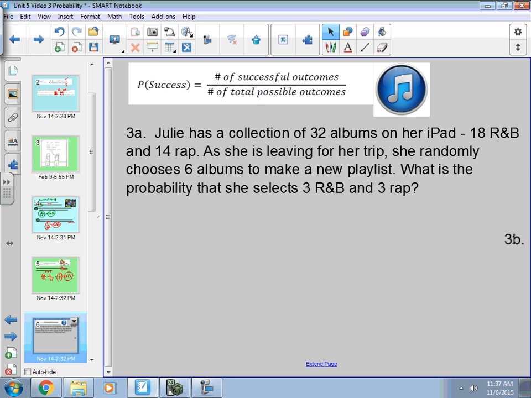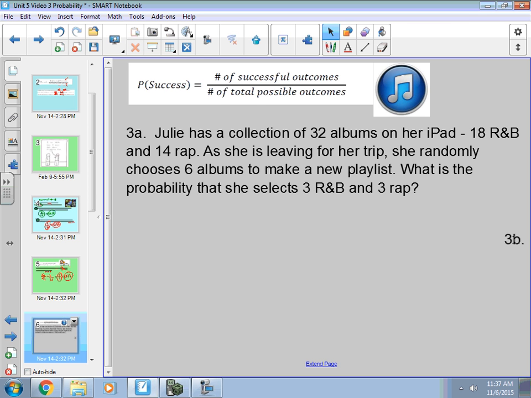All right, let's look at number 3. Part A says Julie has a collection of 32 albums on her iPad. 18 of them are R&B, 14 of them are rap. As she is leaving for her trip, she randomly chooses 6 albums to make a new playlist. What is the probability she selects 3 R&B and 3 rap?